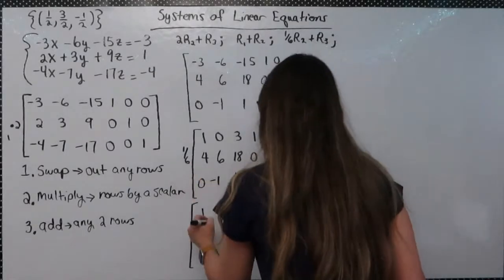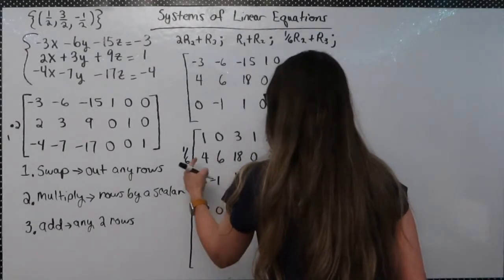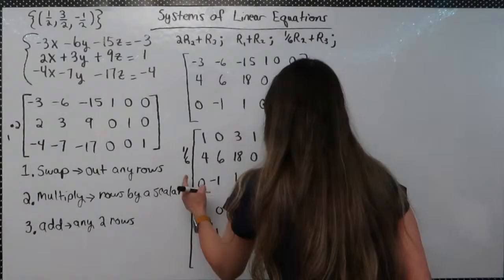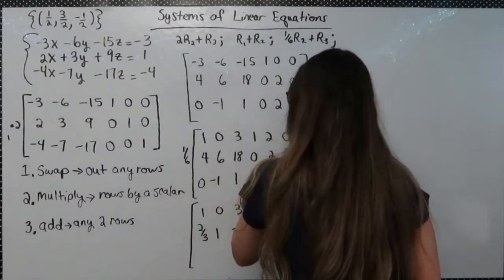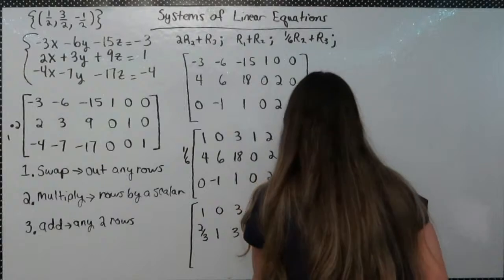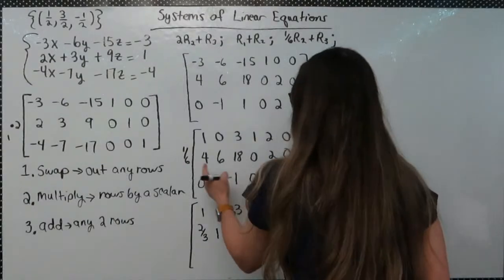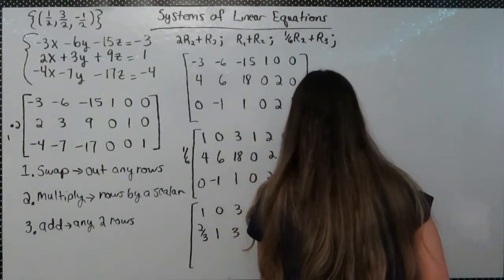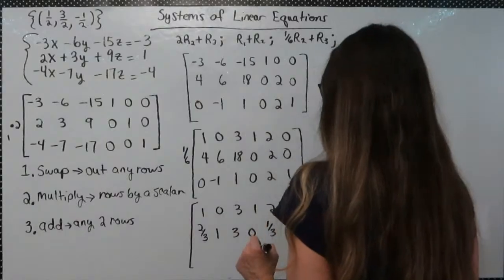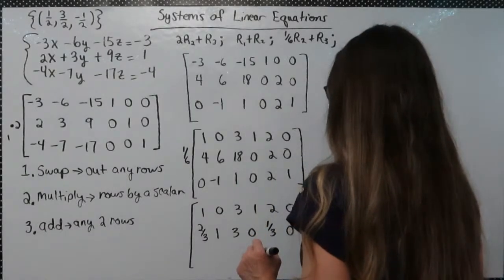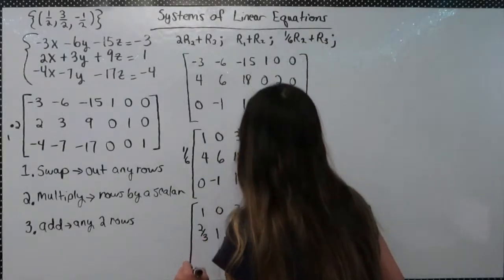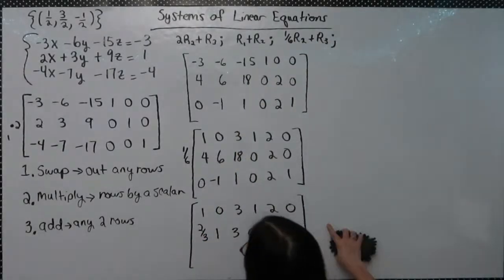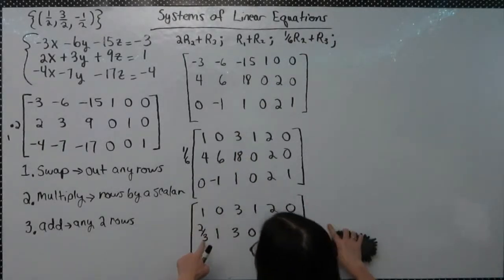And 1/6 times 6 is 1. 18 divided by 6 is 3. 1/6 times 0 is 0. 1/6 times 2 is 1/3. And then 1/6 times 0 is 0. And then I believe I said I was going to add it to row 3 and replace row 3. So let's go ahead and add these two rows together. So we've got 0 plus 2/3 is 2/3.